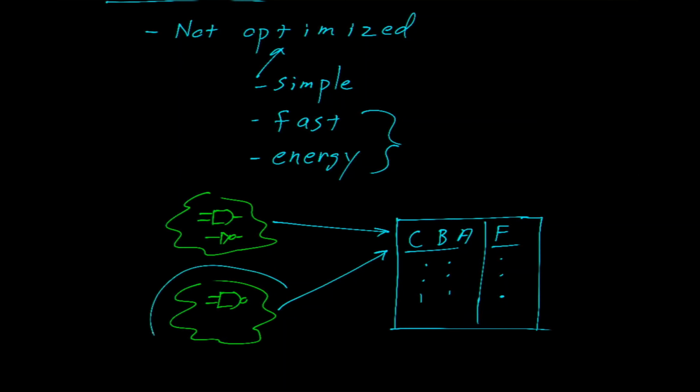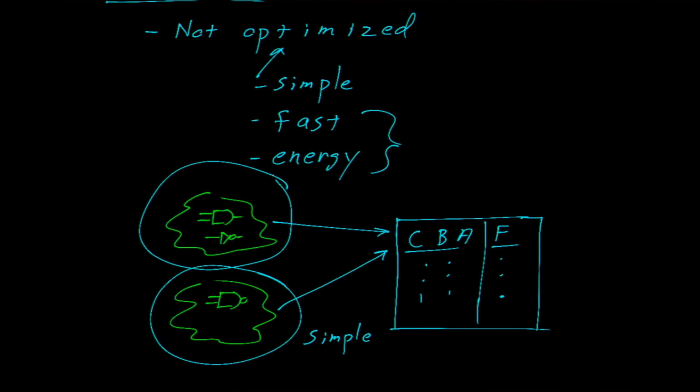We might describe this circuit as the simple circuit. And maybe this one, which is built using entirely different components with an entirely different structure, is the fast circuit. But either way, both circuits will have the same truth table.